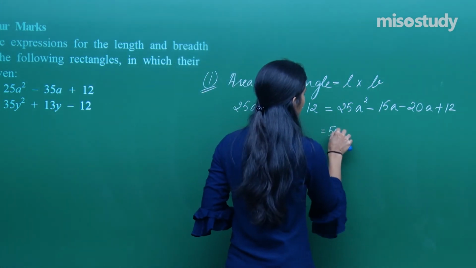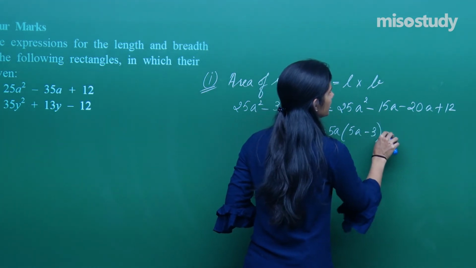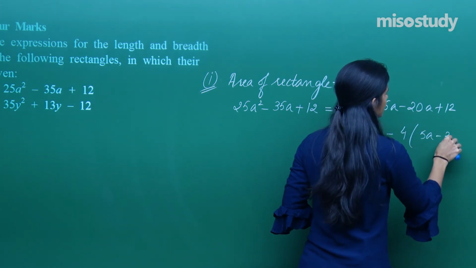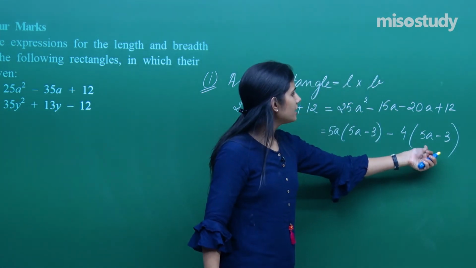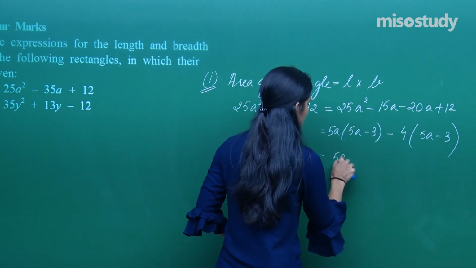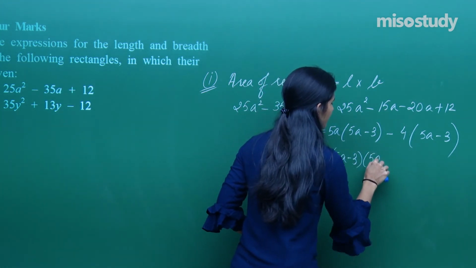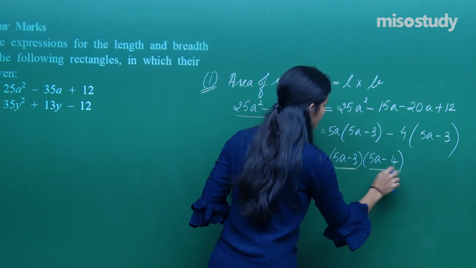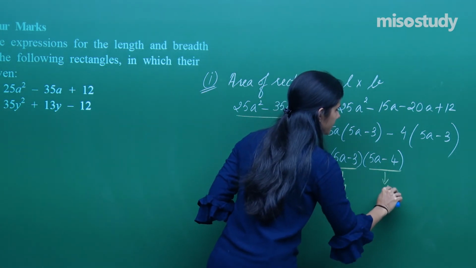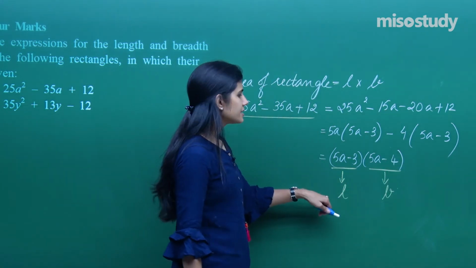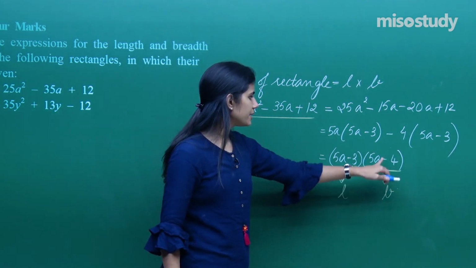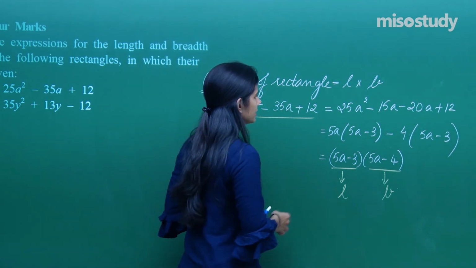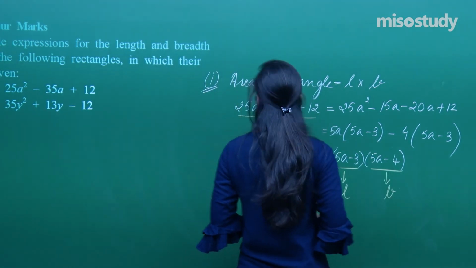This gives you 5a common, 5a minus 3, and you have here 4 common and 5a minus 3, minus 20a plus 12. So this gives you 5a minus 3, 5a minus 4. Obviously, I have been able to write area as a product of two linear factors. This is going to be my length and this is going to be my breadth. So the possible length and breadth are 5a minus 3 and 5a minus 4, or length can be 5a minus 4 and breadth is 5a minus 3. Clear?